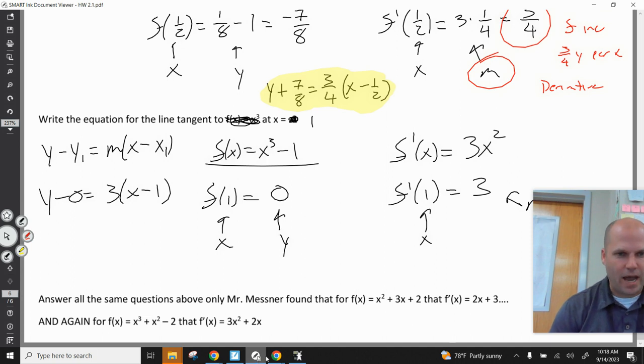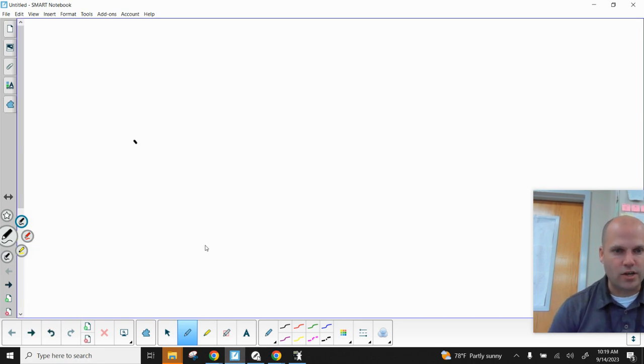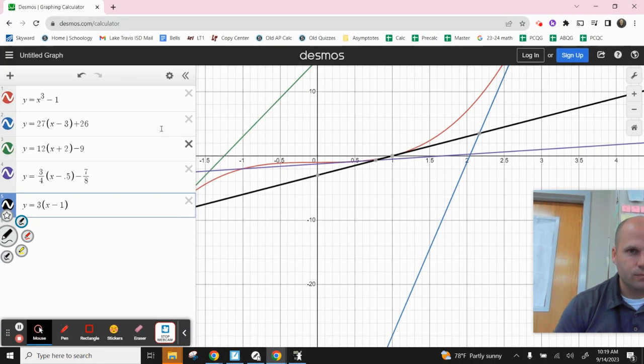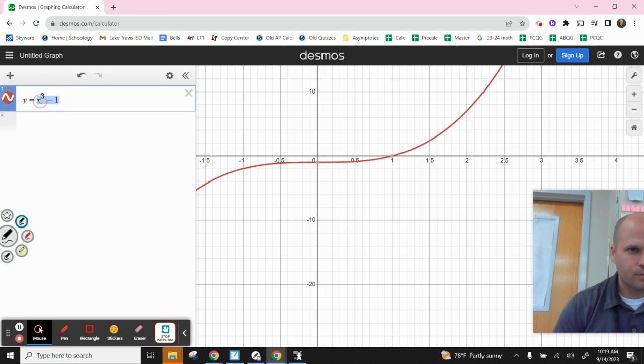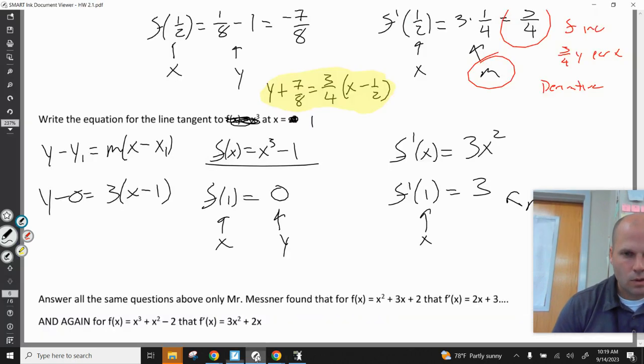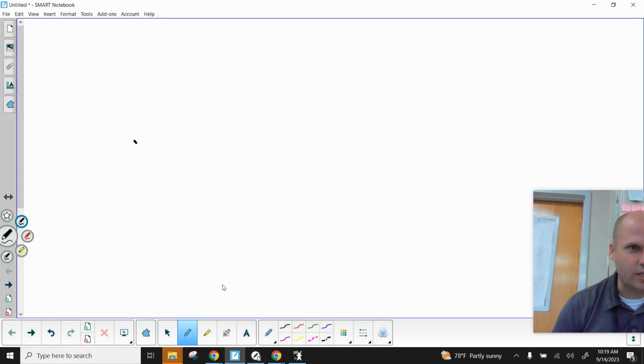So when I come back, I'm going to do the rest of the homework too. We are told, hey, there's another equation out there. So it's start over, close. The equation is x squared plus 3x plus 2.